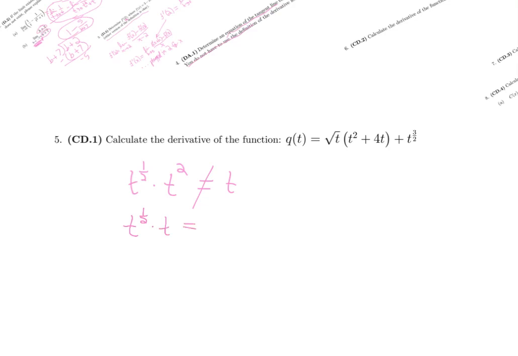Another one I saw, t to the 1/2 times t was t to the 1/2. That's another example of just multiplying the exponents, so that's also not true.